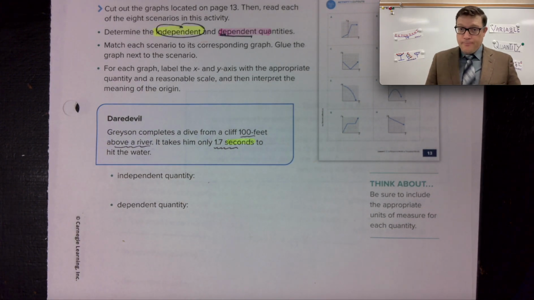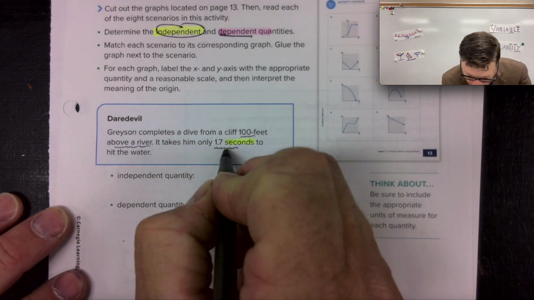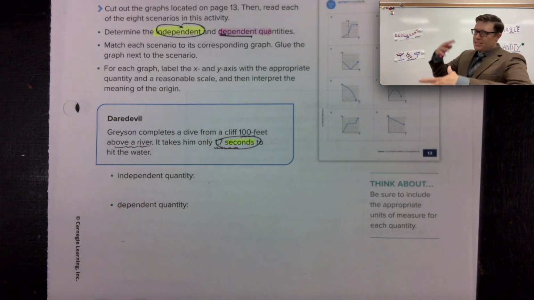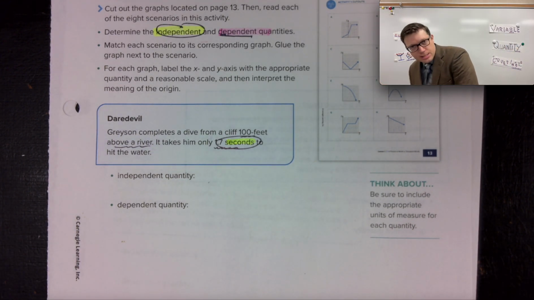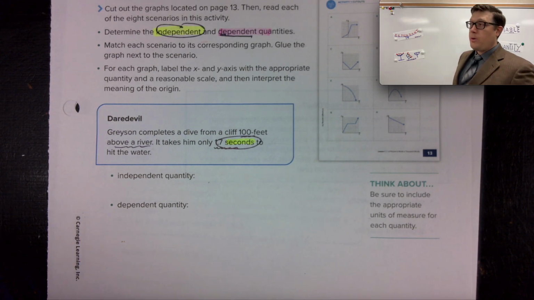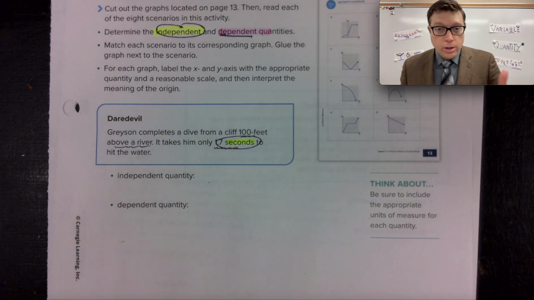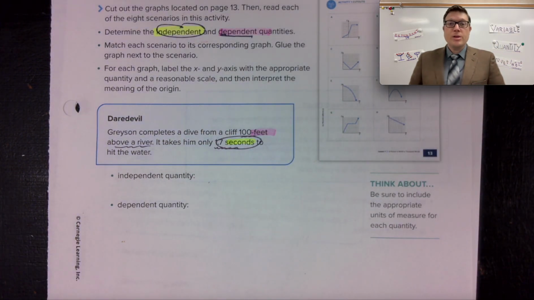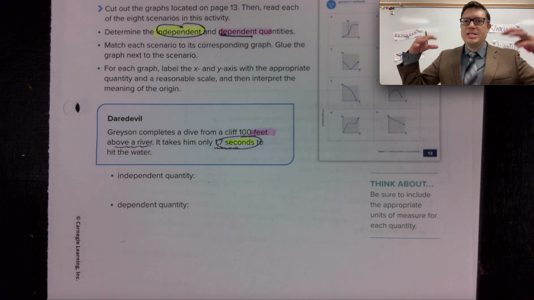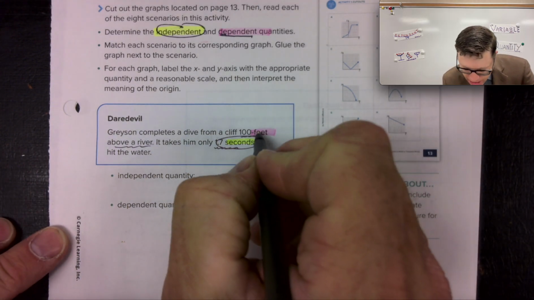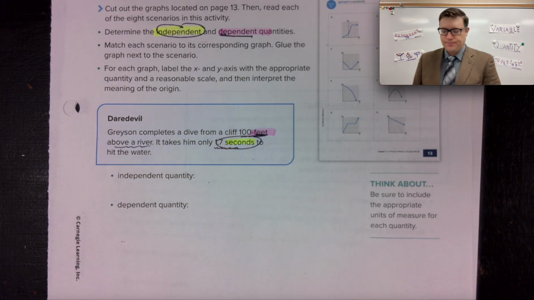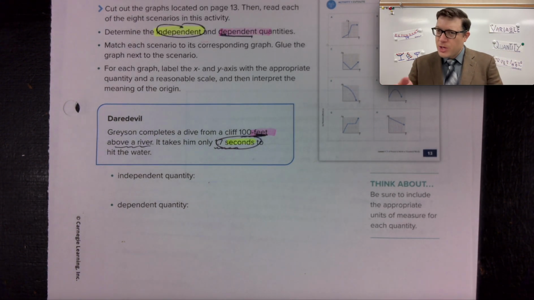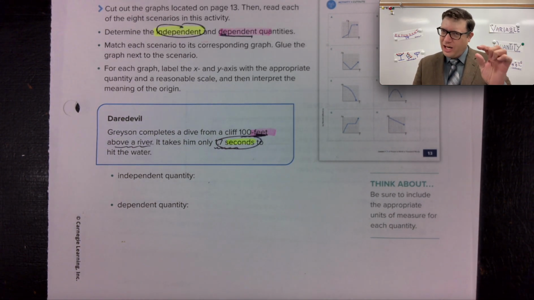Because time is usually independent. How many seconds has Grayson been falling in his dive? Well, if you can tell me how many seconds, I'll tell you if he hit the water or not. Because the feet above the river, that is specifically depending on how much time Grayson has been falling. A reminder, you could switch this around a little bit and it would still kind of make sense.